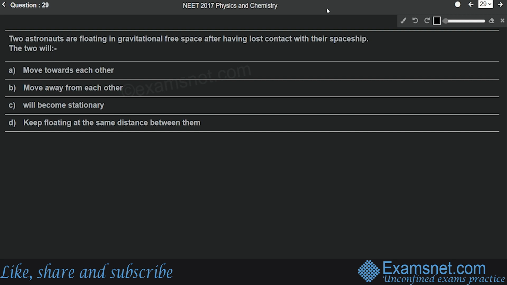Question number 29 is from gravitation, and the question is, two astronauts are floating in gravitational free space after having lost contact with their spaceship. The two will, option A, move towards each other, option B, move away from each other, option C will become stationary, and the last option is keep floating at the same distance between them. Okay, so the correct option will be option A, that they will move towards each other under the mutual gravitational force.